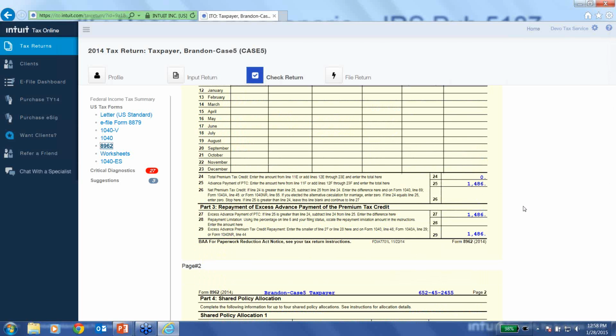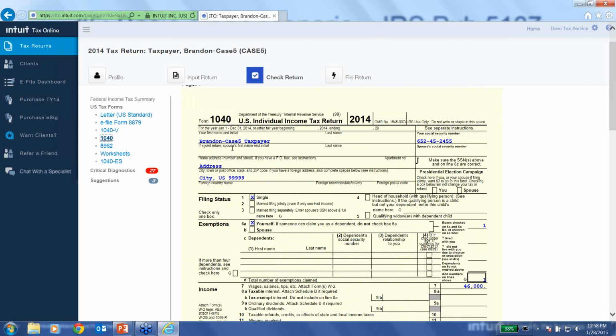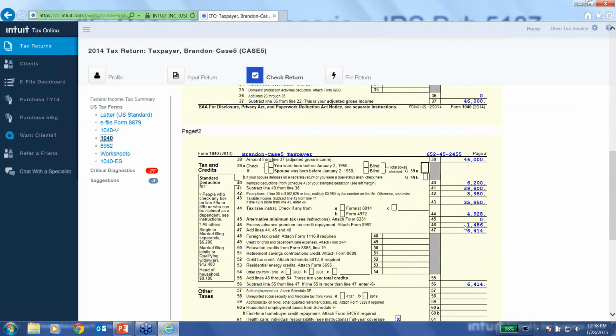And unfortunately, he's going to have to pay that full amount back since he was not eligible for the premium tax credit. And there's no upper cap on what he needs to pay back. So $1,486 is going to flow over to the 1040. It's going to come in on line number 46, excess advance premium tax credit repayment. Gets added into his taxes.